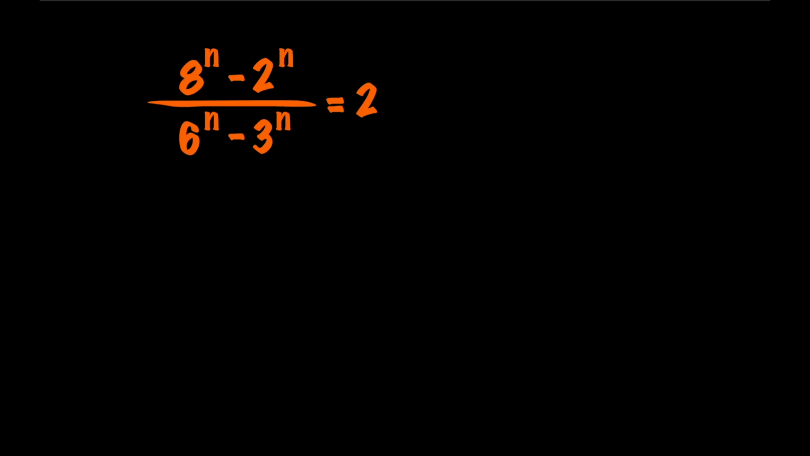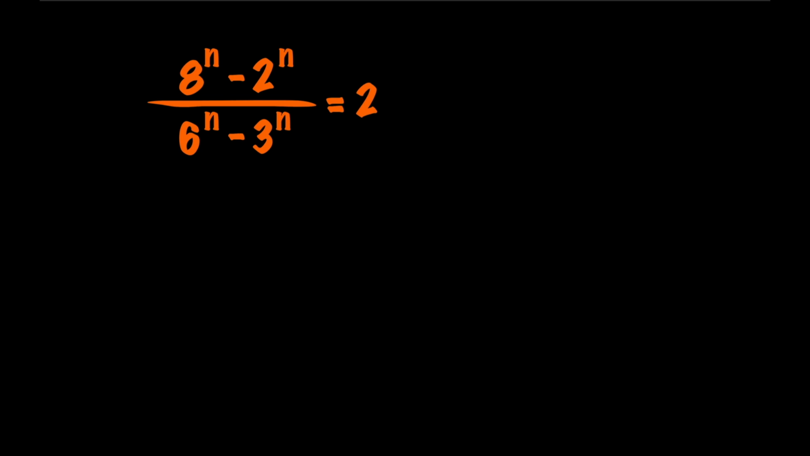Today we're going to be solving a nice Diophantine exponential equation where we have (8^n - 2^n) / (6^n - 3^n) = 2, and we want to solve for positive integer values of n. Cool, so let's go ahead and do that.